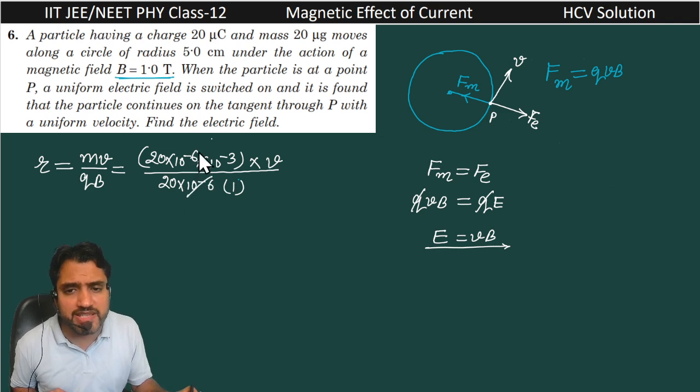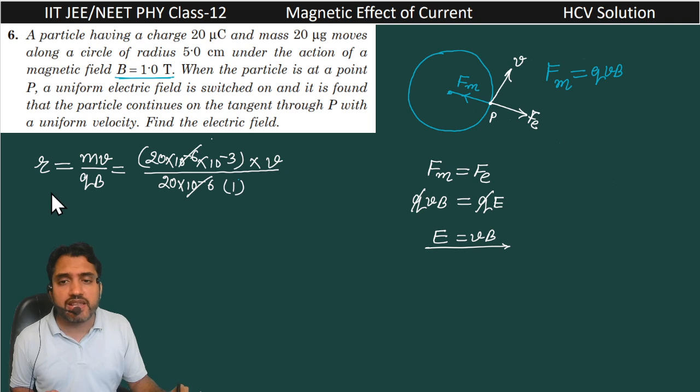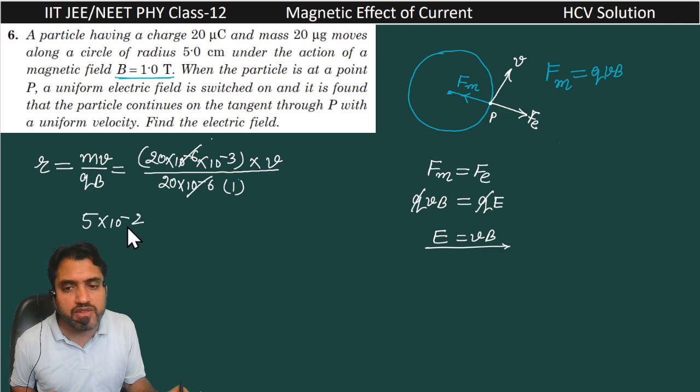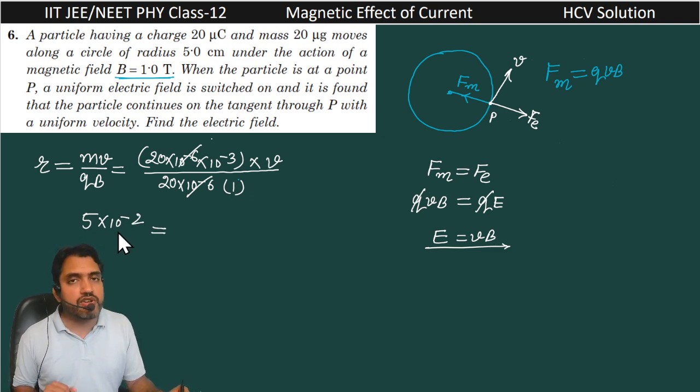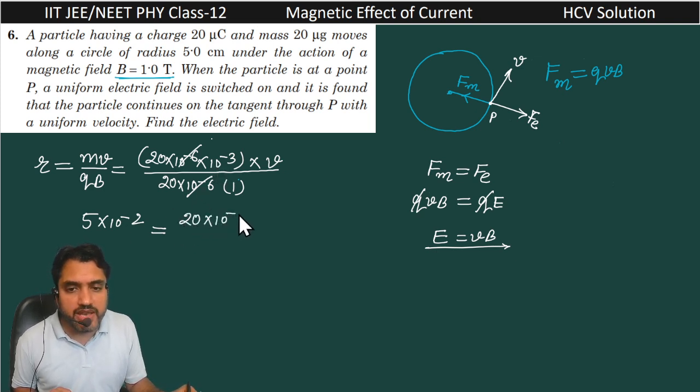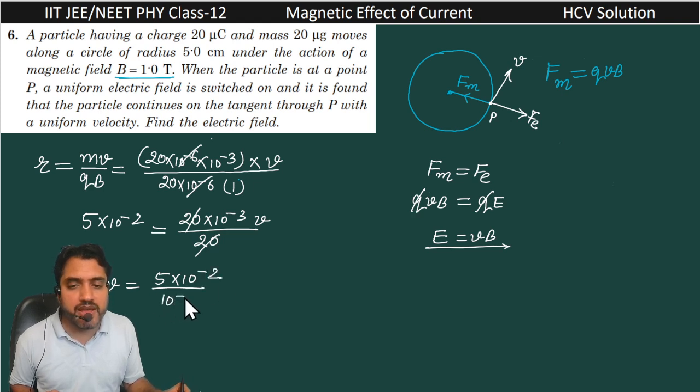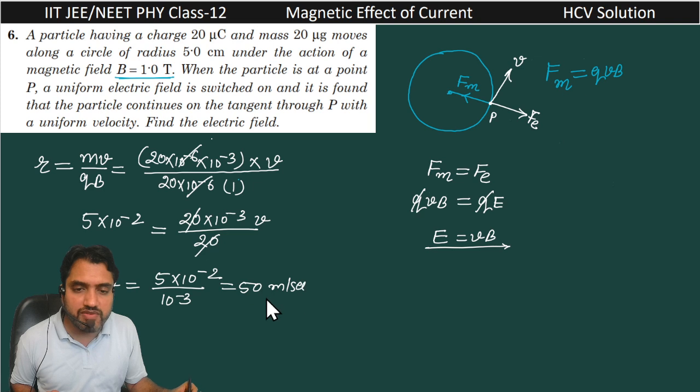Q, that is 20 micro, so 20 into 10 raised to power minus 6, and magnetic field is 1 Tesla. So the 10 raised to power minus 6 will cancel out, and the radius is given as 5 centimeters. So 5 into 10 raised to power minus 2, you have to convert it into meter. So 5 into 10 raised to power minus 2 is equal to 20 into 10 raised to power minus 3 into velocity divided by 20. So this 20 will cancel out, and the velocity will become 5 into 10 raised to power minus 2 divided by 10 raised to power minus 3. So definitely it will be 50 meter per second. What is the velocity? 50 meter per second.